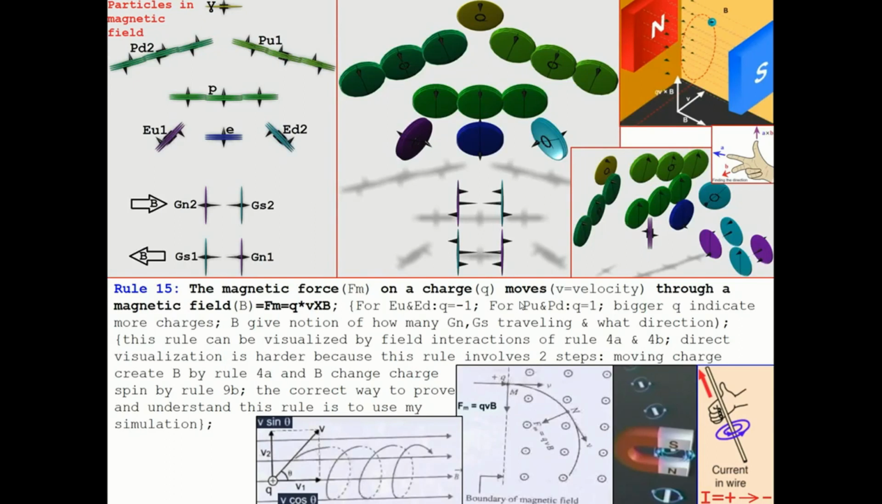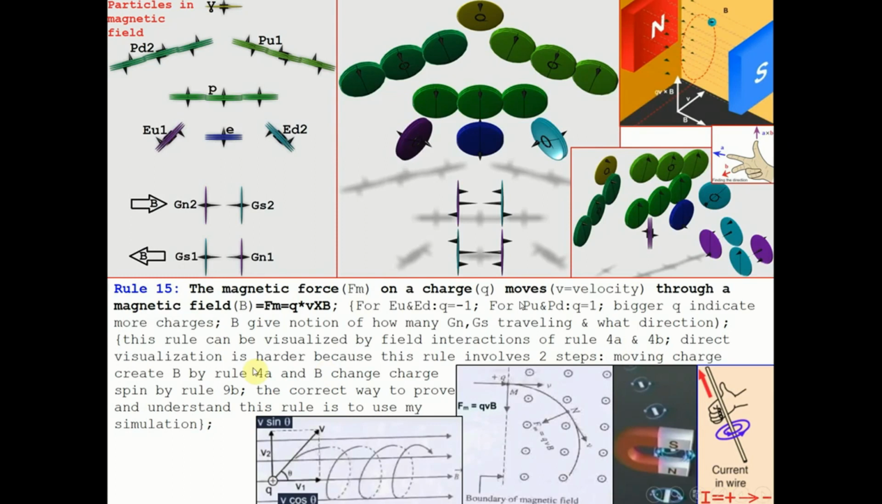The magnetic force on a charge that moves through a magnetic field is given by qv cross B, where q indicates the number of charge, and it will be negative for an electron and positive for a proton or positive charge. B indicates the magnetic field the particle is traveling in, and v is the velocity of the charge. This rule can be visualized by field interaction of rule 4a and 4b.